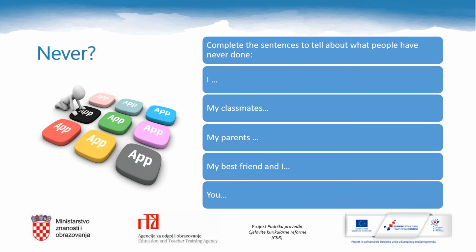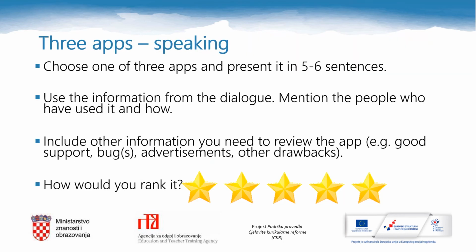Let's practice making sentences. Think of a few activities that either you or people you know have never done. Practice making sentences. I have never, and then the past participle. You can pause this video and copy the beginnings of the sentences into your notebook and then complete them to tell about what people have never done. After you have finished writing your sentences, it's time for your first speaking task.